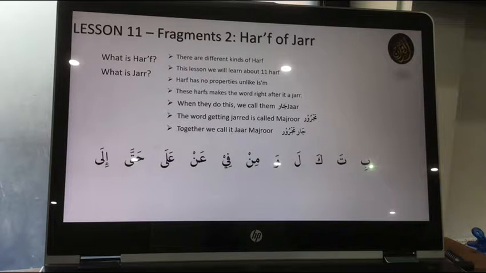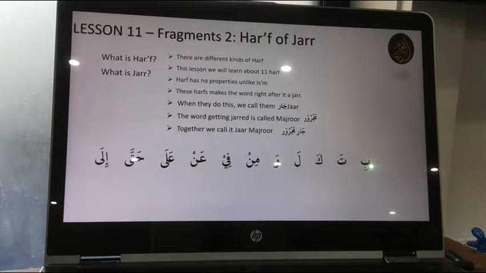So which one should I choose? Obviously with him, okay? Why not his? Because his is like a mudaf ilayh, like his book, his pen, his house. But this is not mudaf ilayh, this is harf of jar and majrur. That's the difference you have to understand.